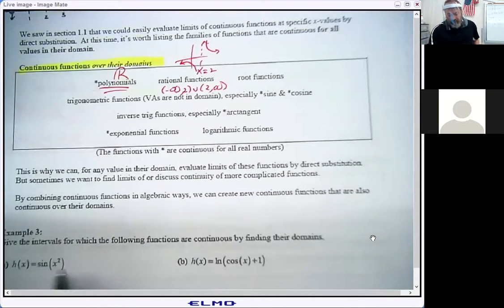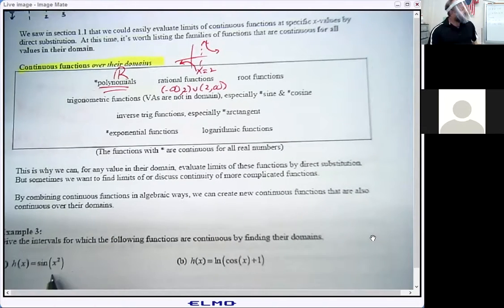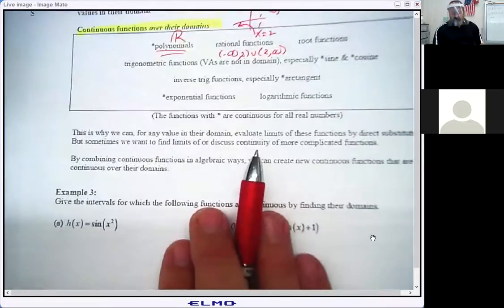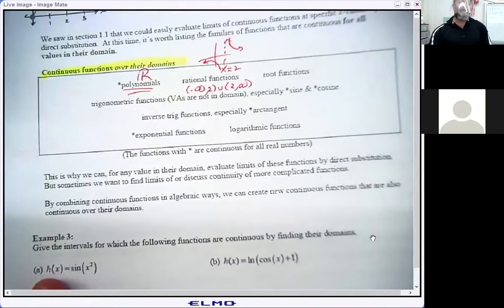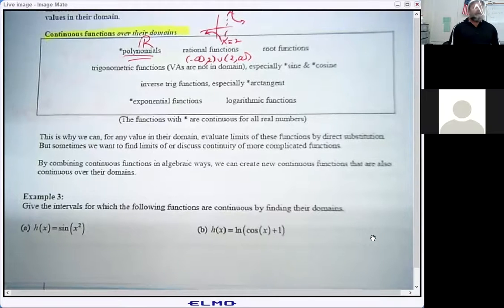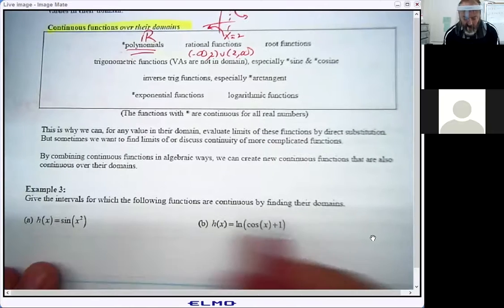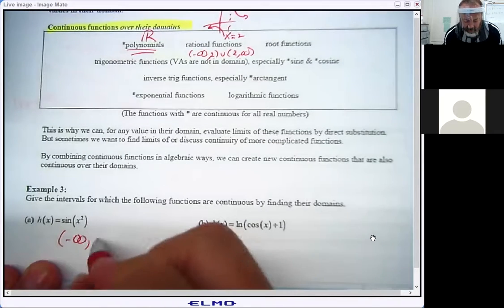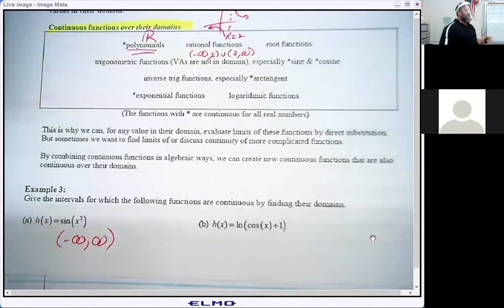So given this thing, what do you guys think about sine of x squared? What can I take the sine of? Can I take the sine of anything I want? Is it going to matter if I square it and then take a sine? So what am I going to say is it's going to be continuous on negative infinity to infinity, or in other words, for all reals.